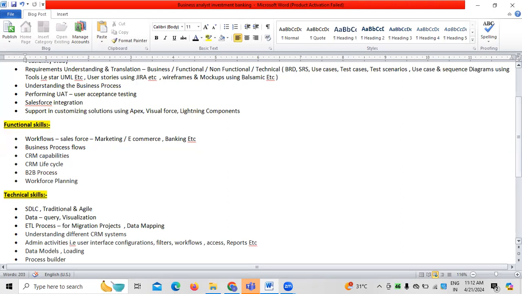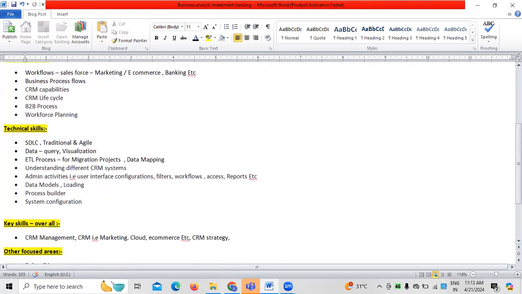Next, understanding the CRM concepts from the concept of capabilities, requirement, CRM capabilities, CRM life cycle. At the same time, process of B2B, whatever the B2B process do we have, followed by workforce planning. So these are the functional skill sets from a BA Salesforce point of view, one must be having. There are lot many, but I'm mentioning few in it. Next, technical skills.